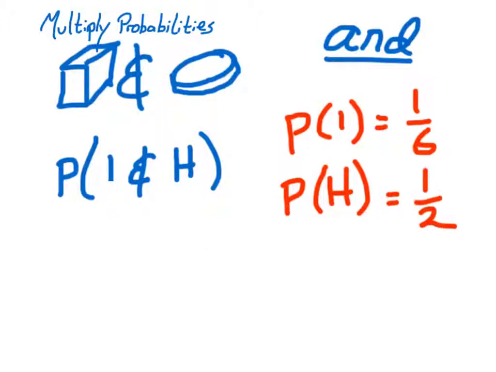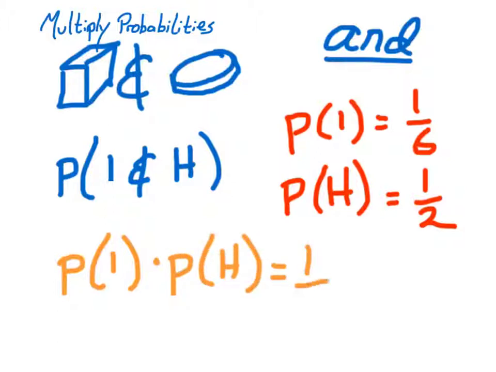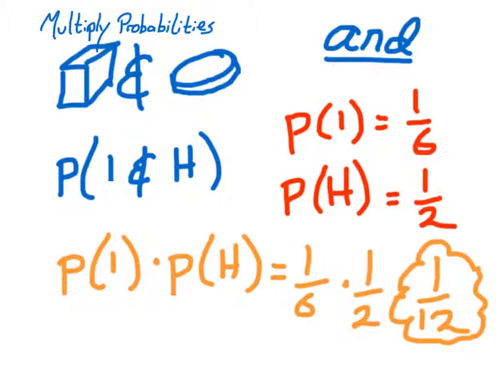And notice I'm saying I want a 1 and a heads, that's a big difference, not or. In this case, when you have that word and, immediately that should trigger multiply. So you have to take the probability of rolling the 1 and multiply it by the probability of rolling the heads, which simply means that I take 1/6 times 1/2 equals 1/12.